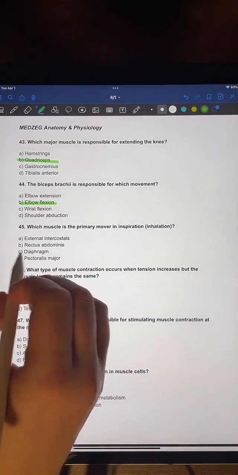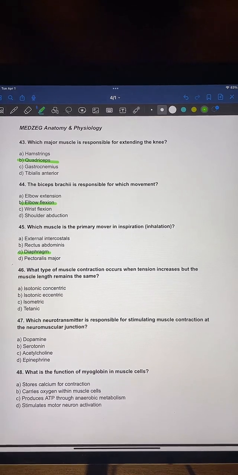So the answer is C. The diaphragm is our primary muscle. It contracts and flattens to increase lung volume, drawing air in. The external intercostals assist, but they are not the primary mover. The diaphragm is the primary mover.